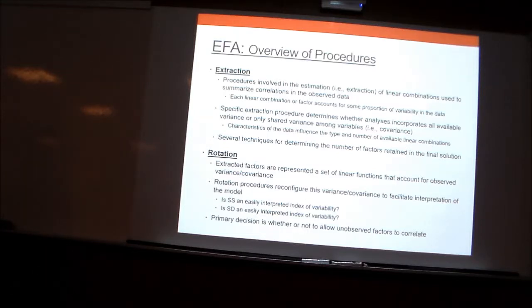And so what we want to do with our rotation is start to optimize the patterning of these functions in multivariate space in order to get everything clustered and separated to the greatest extent possible. The rotation procedures that we choose are based primarily on whether or not we want our unobserved factors to correlate or not. But our rotation procedure doesn't change the proportion of variability that we pull out. This is kind of difficult to wrap our head around. We'll get into this a little bit more.